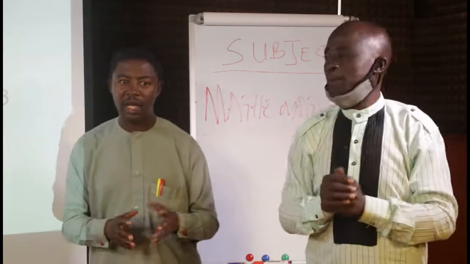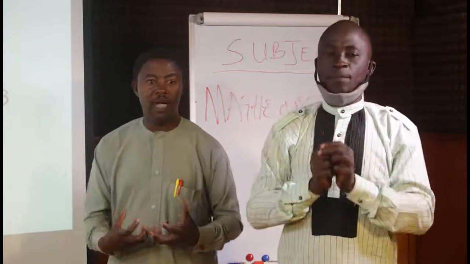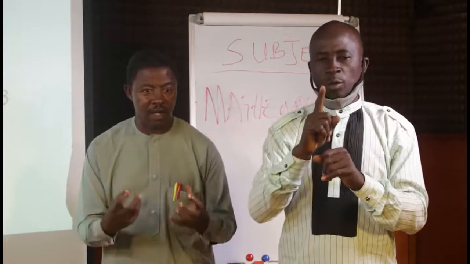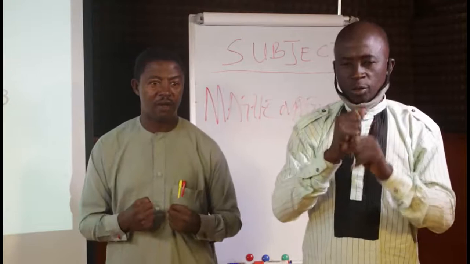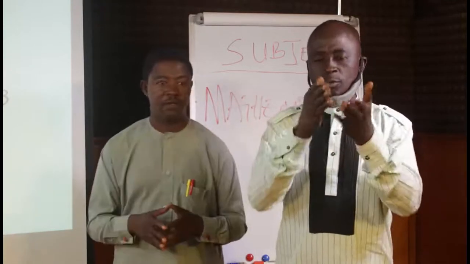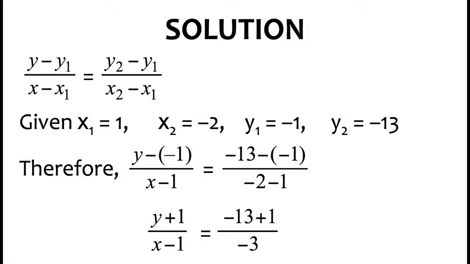Solution. Now, the first thing you do is to state the formula. After stating the formula, you derive your variables. After deriving your variables, you substitute your variables. Thereafter, the equation will be determined. So in this case, the equation of a line passing through 2 points will be y minus y1 divided by x minus x1 equals y2 minus y1 divided by x2 minus x1.